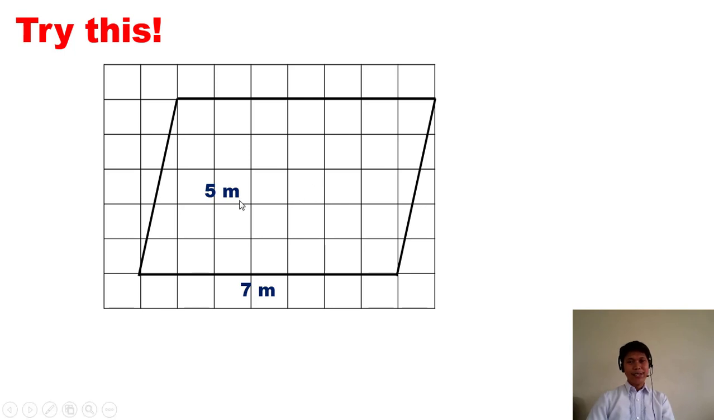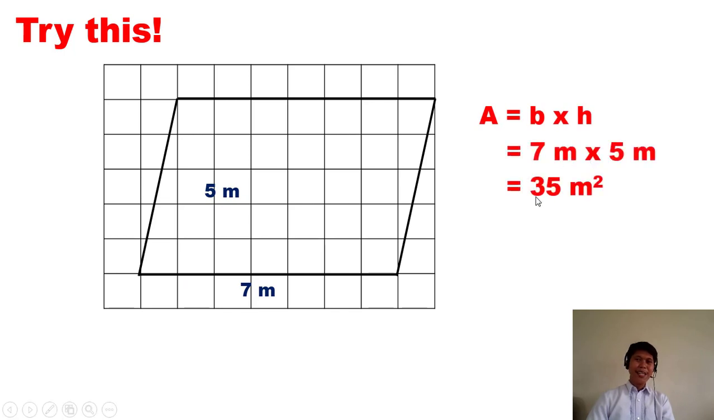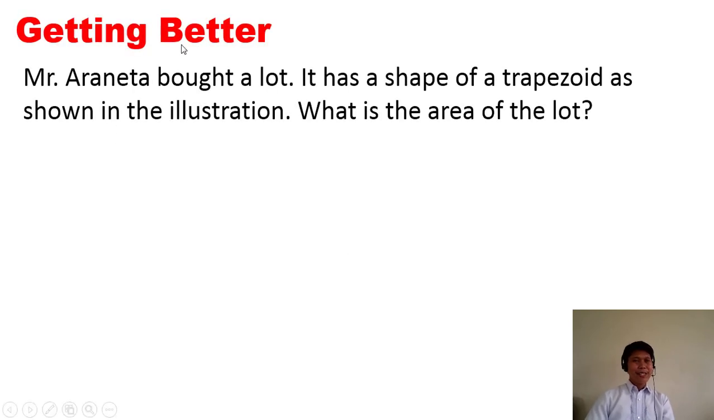Okay, so I'll reveal the answer now. I hope that you got the correct answer. So it is base times height, which is equal to 7 meters times 5 meters. It is 35 square meters. Did you get the correct answer? Okay, good. This time, let's have another exercise.